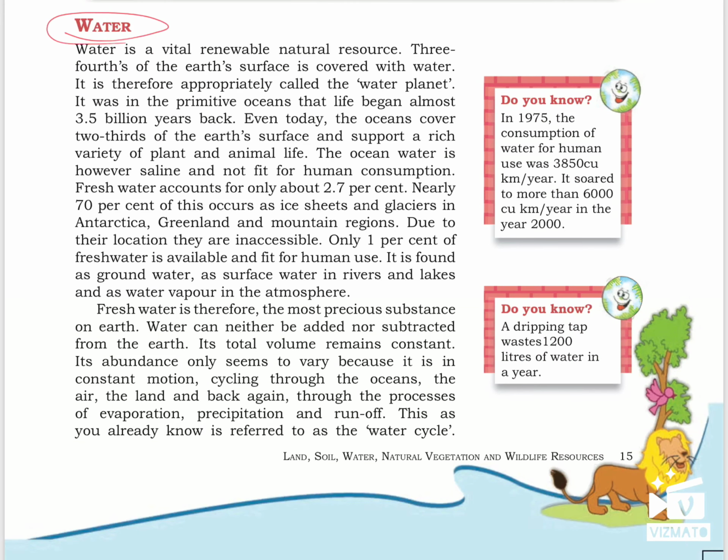Water is a vital renewable natural resource. 3/4 of the earth's surface is covered with water. Therefore, our planet is called water planet. Here, if we look, Amreli city in Saurashtra region with a population of 1.25 lakhs is completely dependent on purchasing water from nearby talukas because of the water scarcity there.